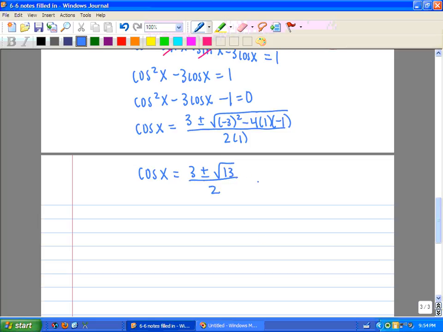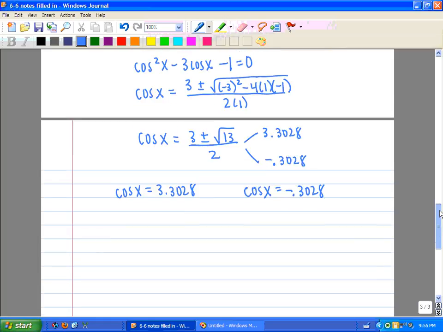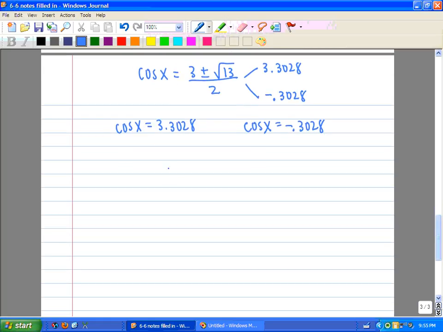If we figure that out as a decimal, the plus version is 3.3028, and the negative version is negative 0.3028. Again, those are not nice numbers to make triangles with, or to look at on a graph, or on the unit circle. Since they are decimals, you're going to have to use your calculator to do inverse cosine. So again, be careful and look in your book to see what mode they want your answers in, to know what mode to set your calculator to.